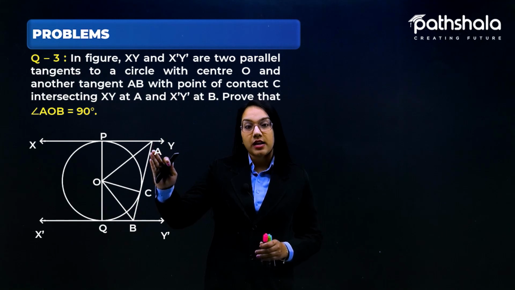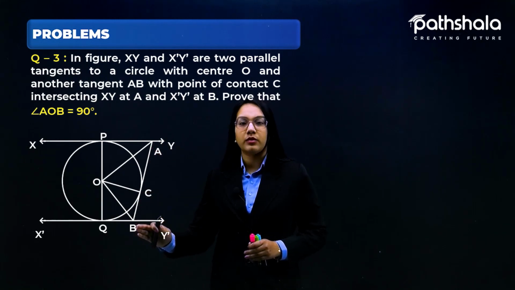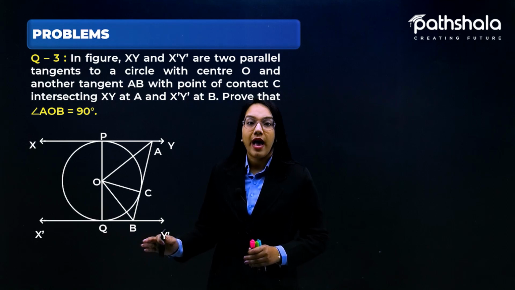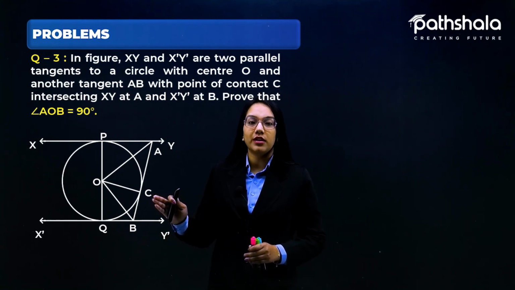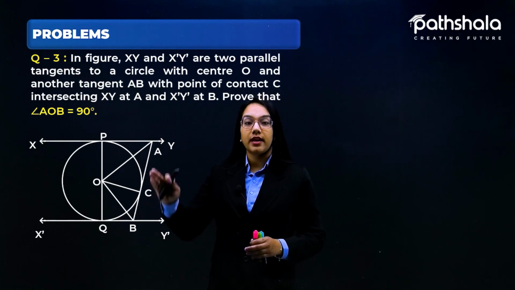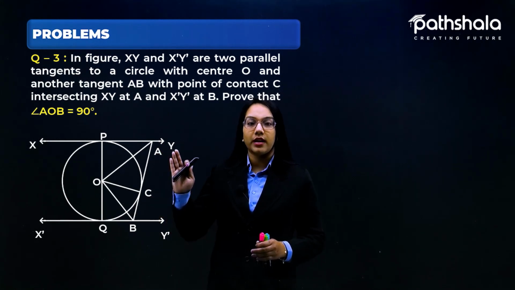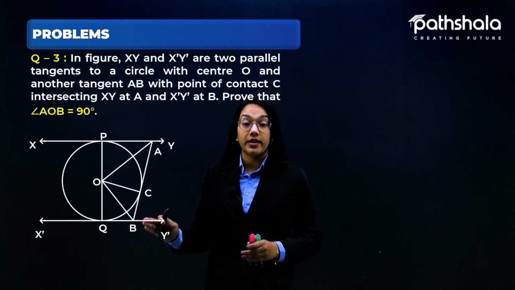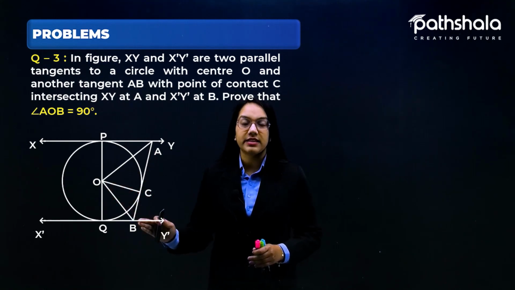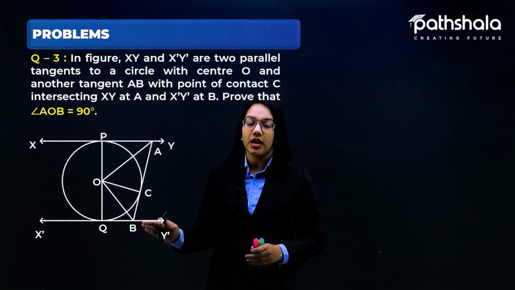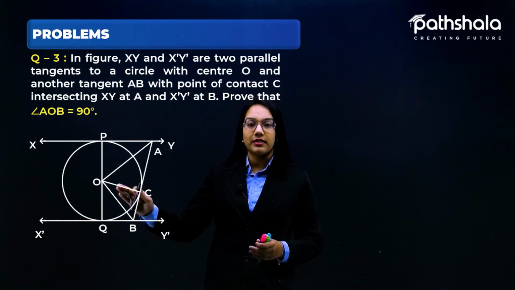So you can see there is another tangent AB to this circle with the center O, and it has a point of contact C with the circle, such that it is intersecting XY and X'Y' at the points A and B. Then we have to prove that this angle AOB is equal to 90 degrees. So we have to prove AOB is 90 degrees.